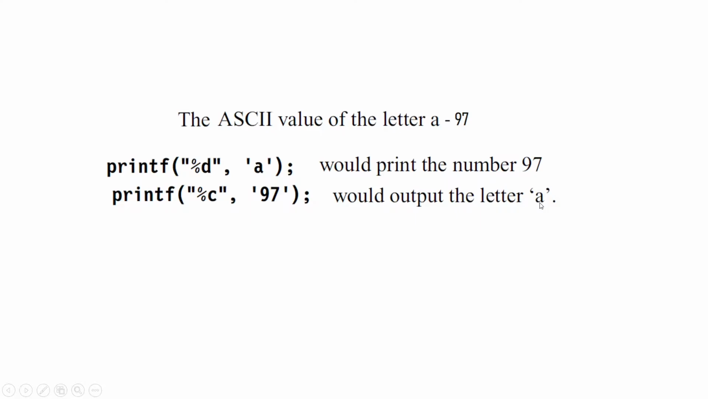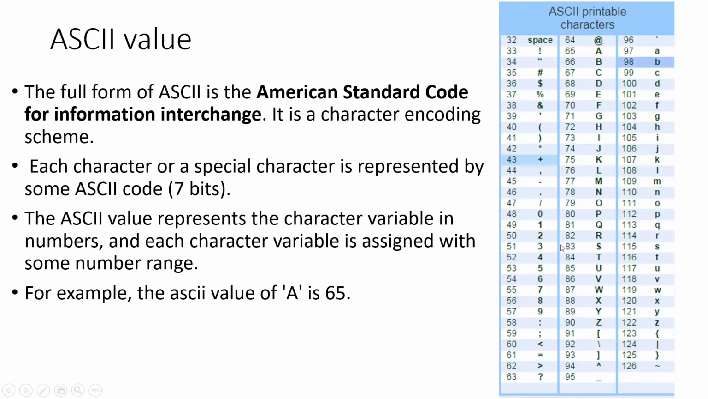And you should remember one more thing: the ASCII values for capital A and small letter a are different. You need not learn this table and all, but just understand how the ASCII code is given. From 65 to 90 is capital letter A to Z, then 97 to 122 you have small letter a to z, then special characters are there. Okay.